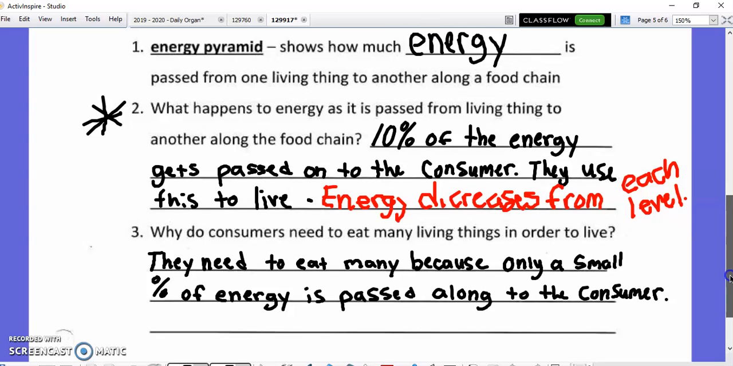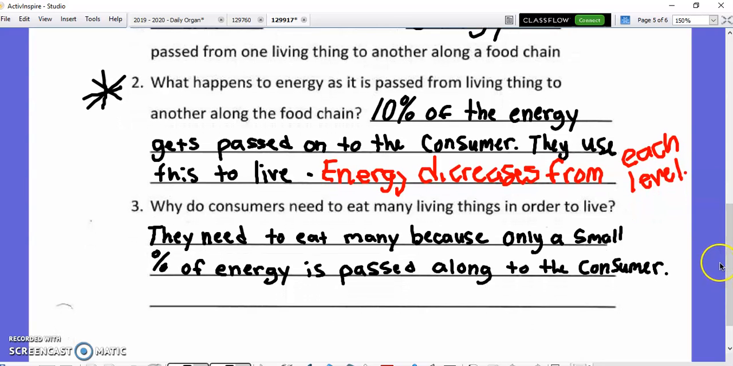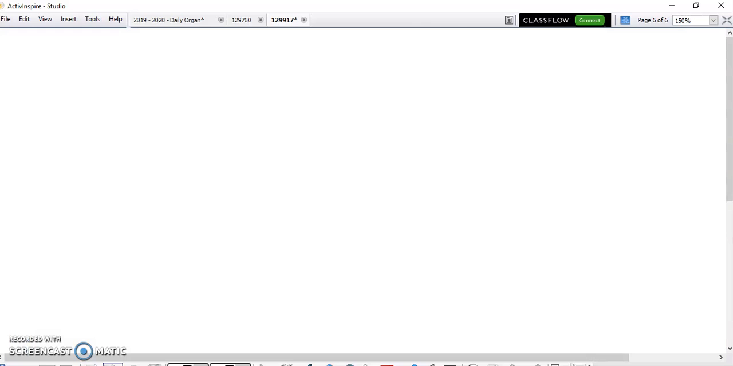energy pyramid. Why consumers need to eat many different living things is because if they only ate a small amount, then they only get a small percentage of energy that gets passed along to each consumer. That's why, just like us humans have to have breakfast, lunch, and dinner, because we need to consume many different things to get as much energy, or percentage of energy, as we possibly need.